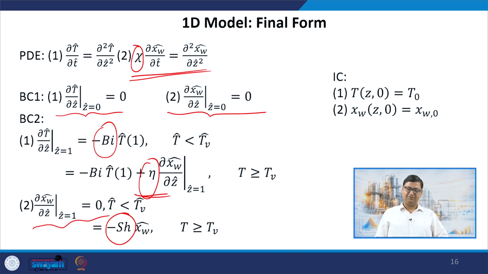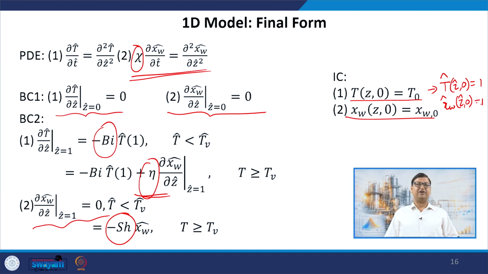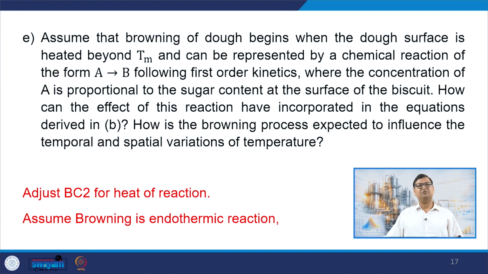And then we have the initial condition in dimensional form like this, but I can write it in dimensionless form as T̂(Ẑ, 0) is equal to 1 and Xw(Ẑ, 0) is equal to 1. This is the final form of the equations that we have got, right?